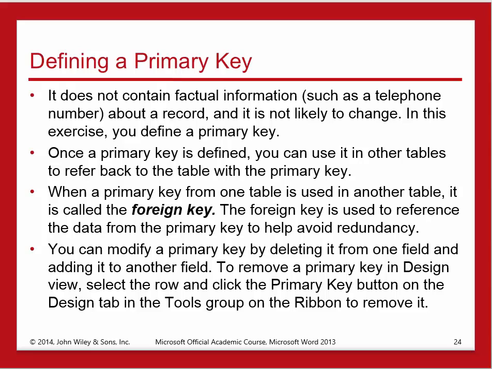Once you define a primary key, you can use it in other tables to refer back to that table. And when you do that, that would be called the foreign key. The foreign key is used to reference the data from the primary key, and that's one way that we help avoid redundancy in databases. You can always modify a primary key by deleting it from one field and adding it to another field. And we'll look at how to do that in Design View.